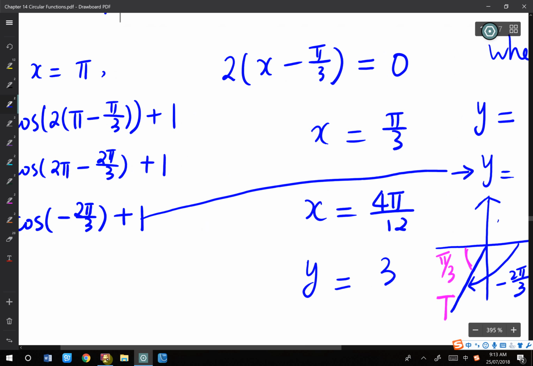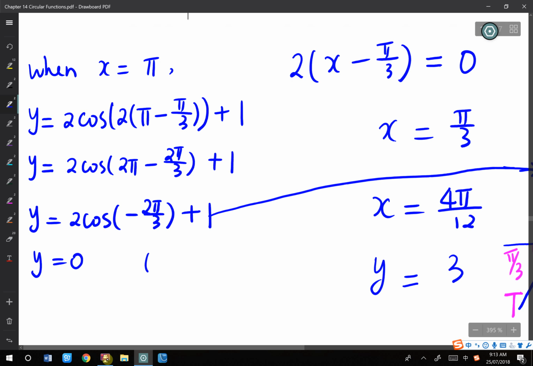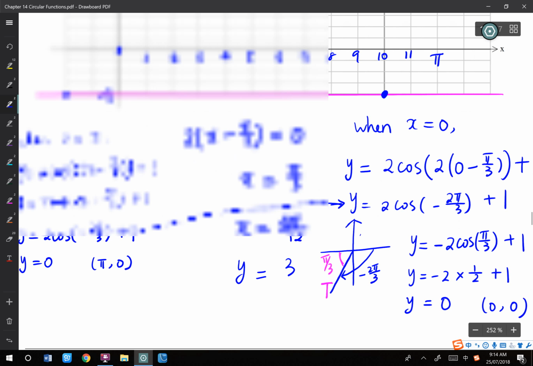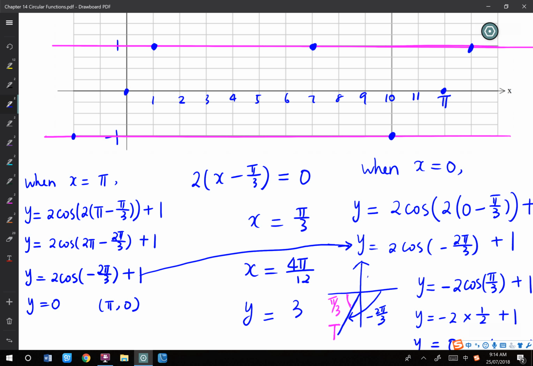Okay, I'll connect it here. So that is just equals to 0. That's the same calculation as before. That equals to 0. So pi, 0. The right hand side endpoint is pi, 0. I have a point here. Both endpoints: you have 0 and pi as the domain. Right hand side and left hand side, you have 2 endpoints.